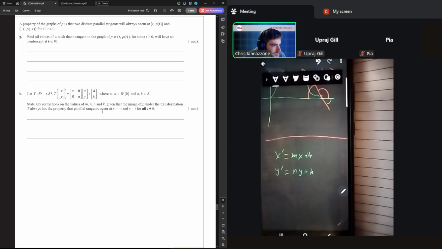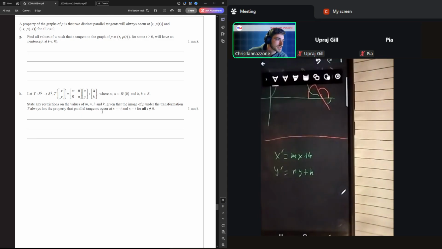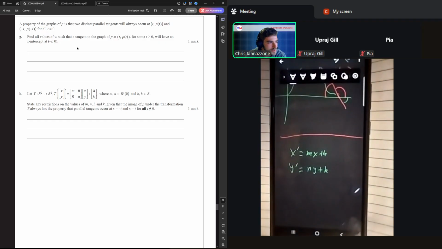State any restrictions on those letters, given that the image of P always has the property, oh my god, always has the property that parallel tangents occur at x equals negative t and x equals t for all t greater than, oh, t does not equal 0. Cheeky. So they're giving you a few things to try and clarify your thinking here.